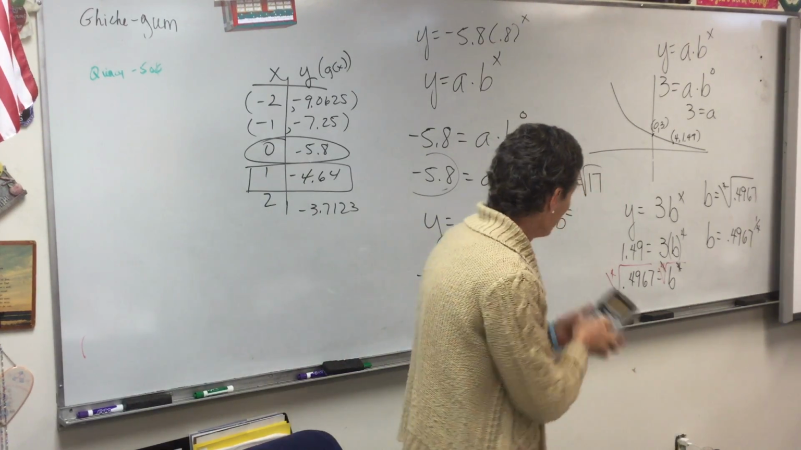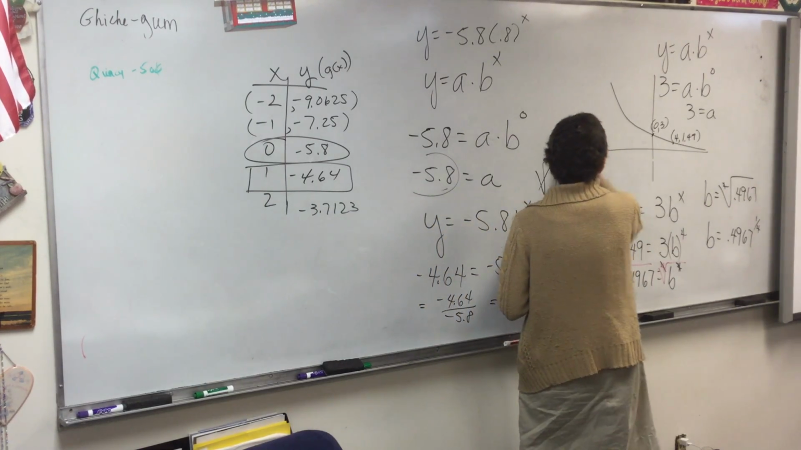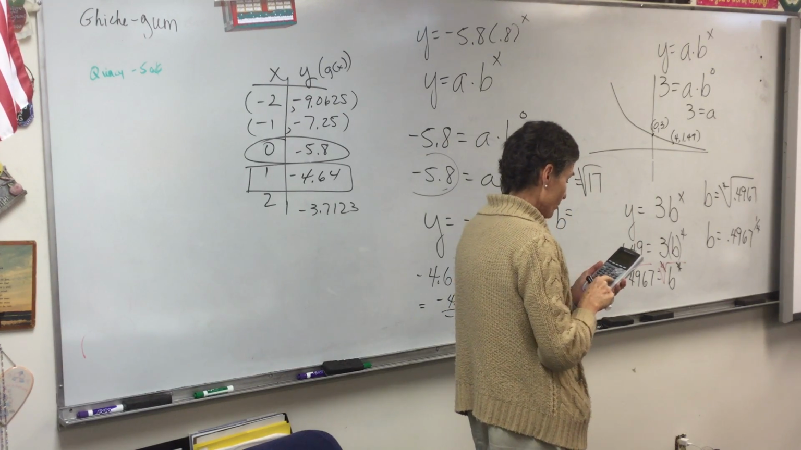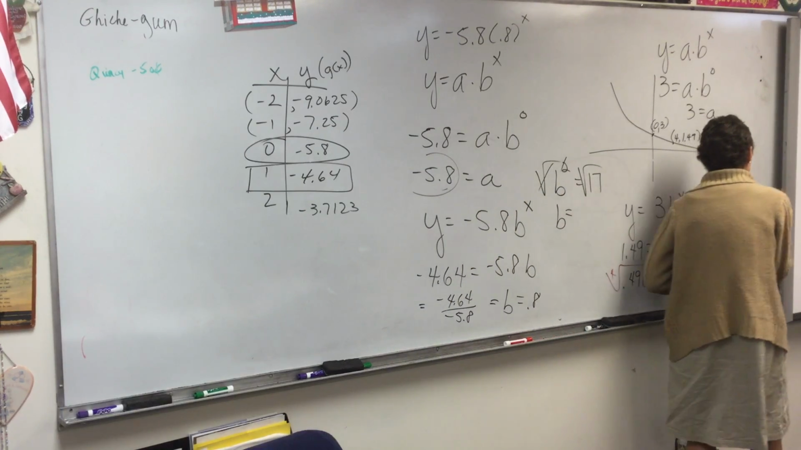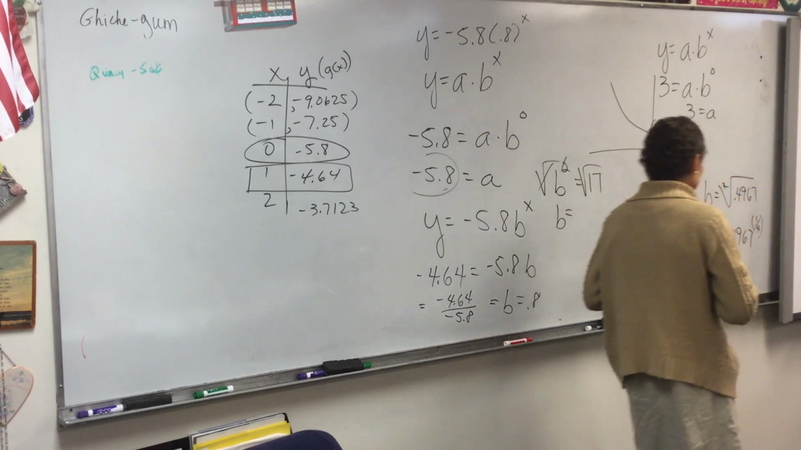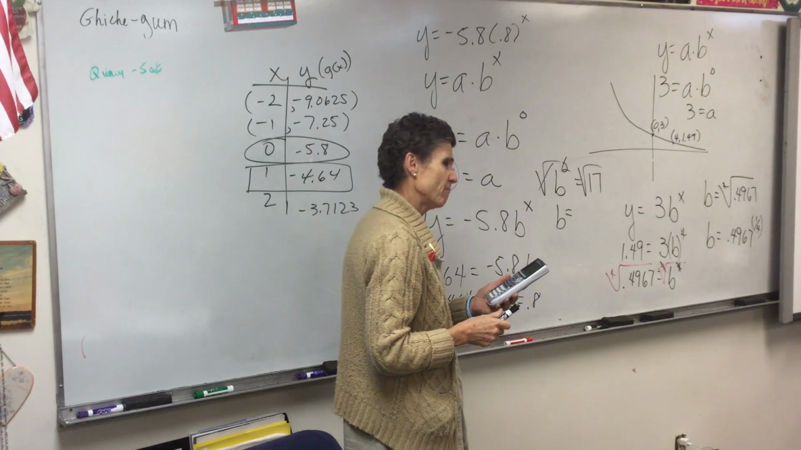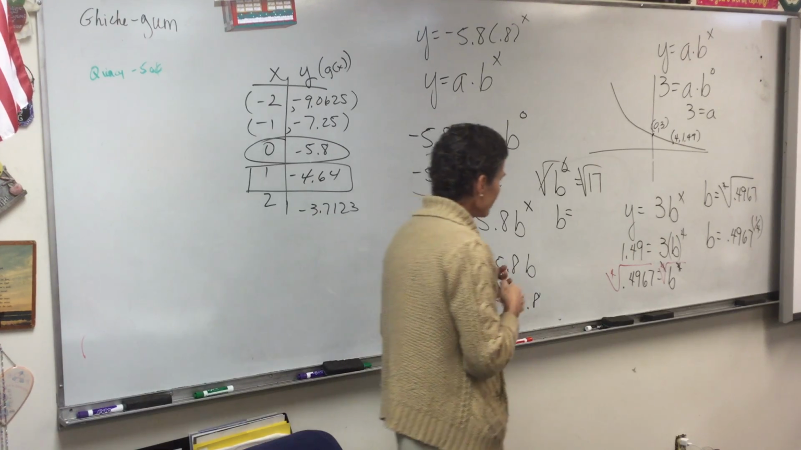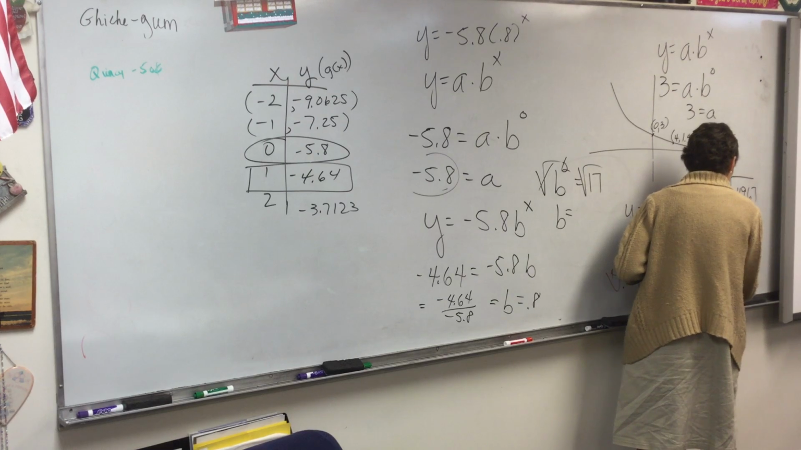You have your decimal. So use your caret button. That's this little guy. Caret button, and then 1/4 in parentheses. When you raise that to the 1/4 power, you're going to want to have that in parentheses. Did you get about 0.84? You round it off. So B is about 0.84.